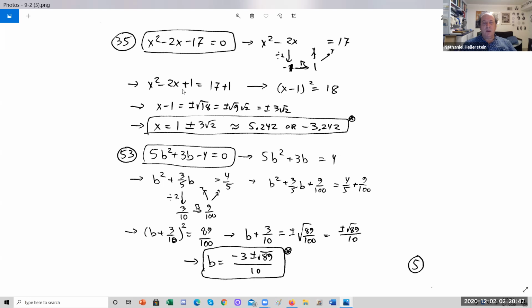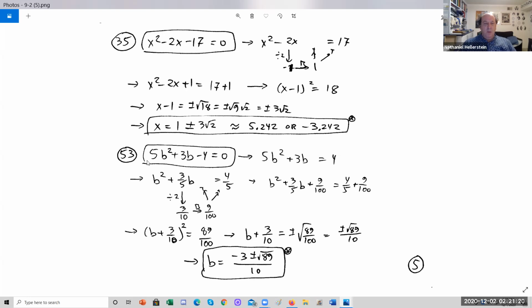This left side is a completed square of x minus 1, all squared. 17 plus 1 is 18. So x minus 1 squared is 18. Take square roots. x minus 1 is plus or minus root 18. Root 18 breaks into root 9, root 2. Root 9 is 3. So x minus 1 is plus or minus 3 root 2. Add 1 to both sides. And so you get x equals 1 plus or minus 3 root 2. Those are the solutions. These are approximately 5.242 and -3.242.